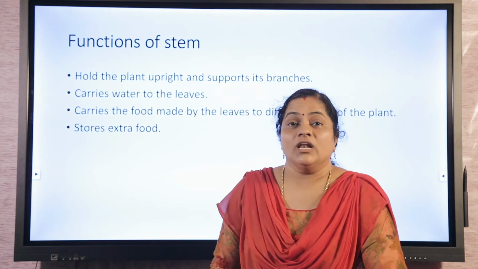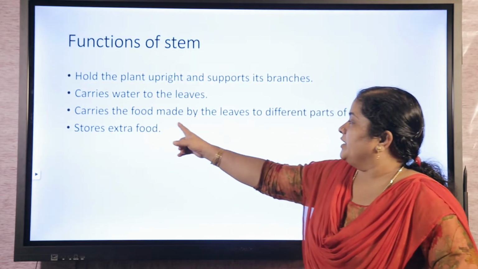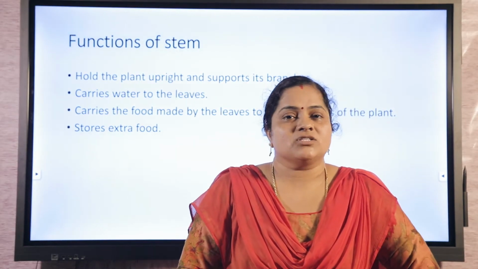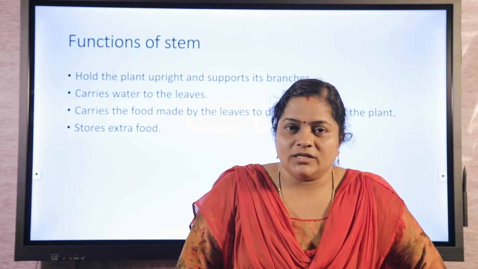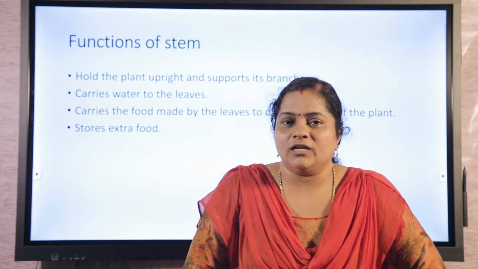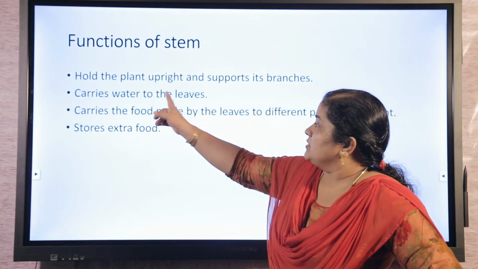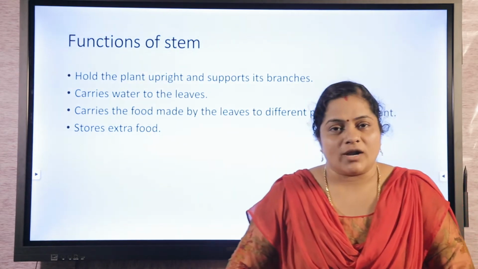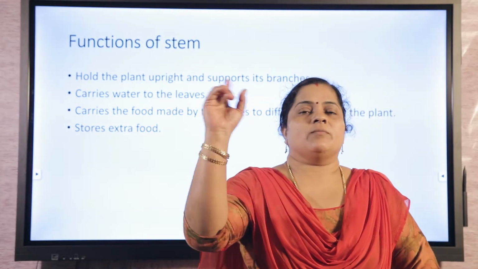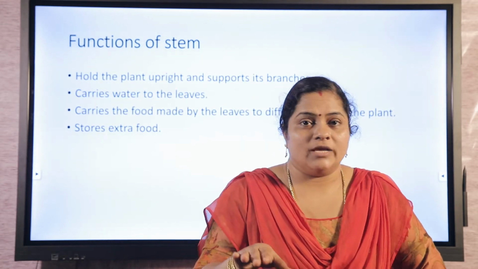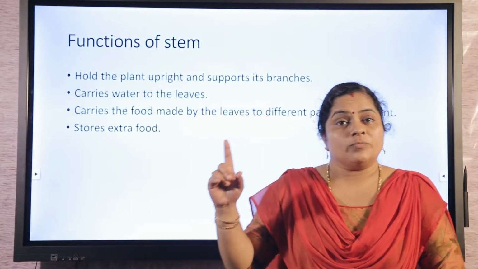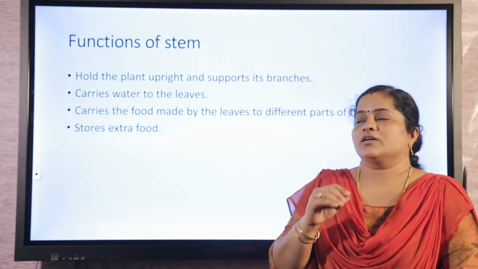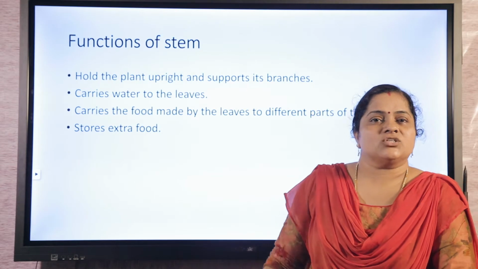Carries water to the leaves. Then carries food made by the leaves to different parts and stores extra food. See what are the different functions of the stems. Once again, it holds the plant upright and supports the branches. It carries water from the root to different parts, or from the root to leaves, and it carries food prepared by the leaves to different parts of the plant. And also the main function, it stores extra food.